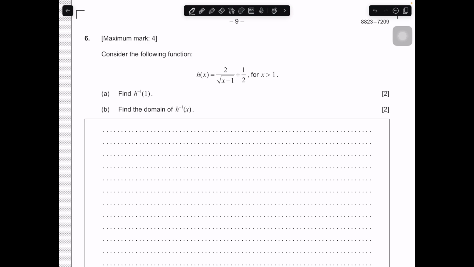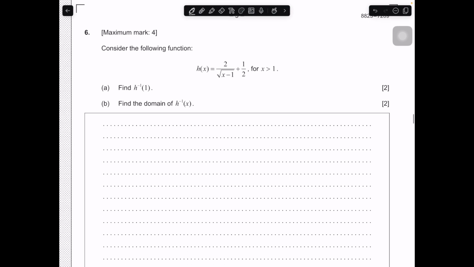Question 6, 4-mark question, so rather light. Consider the following function. h of x is equal to 2 over the square root of x minus 1 plus 1/2 for x is greater than 1. Find h inverse of 1. Find the domain of h inverse of x. Pretty heavy algebra. Often don't see this so much on applications interpretation. Interesting question all the same, but very kind of heavy algebra.